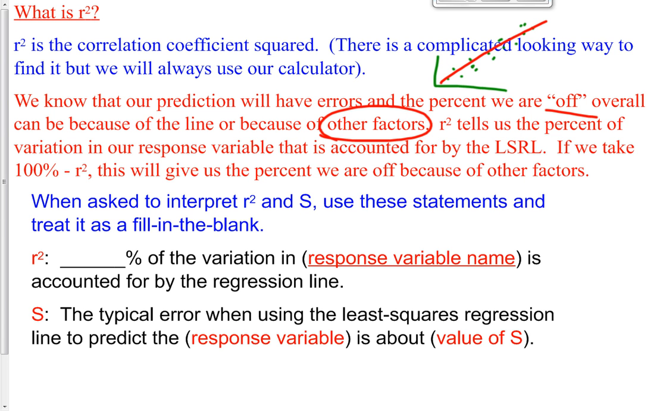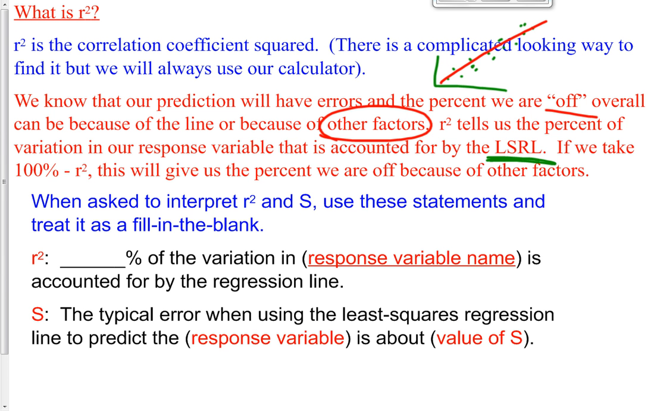So r squared tells us the percent of variation in our response variable that is accounted for by the least square regression line. This LSRL stands for the least square regression line, or the line of best fit. So another way of saying the explanatory variable. If we take 100% minus r squared, that will give us the percent off we are because of other factors.